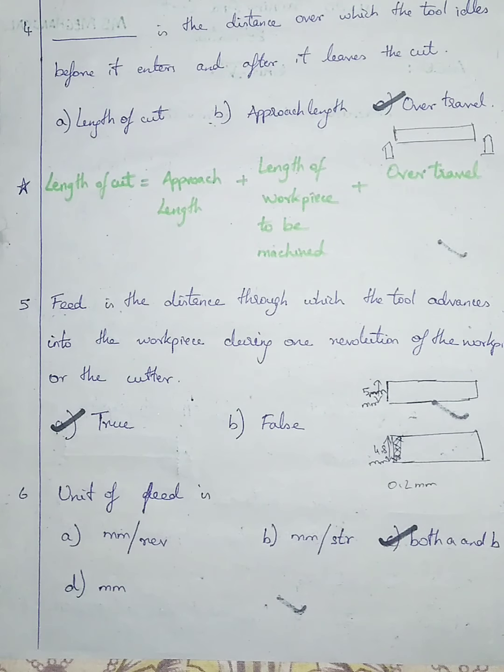For one stroke, how many mm of metal are removed? For one revolution, how many mm are removed? That is the question. That is the operation of feed. That is the work of feed. For one revolution, how much metal is removed? So I am going with option C, both A and B.